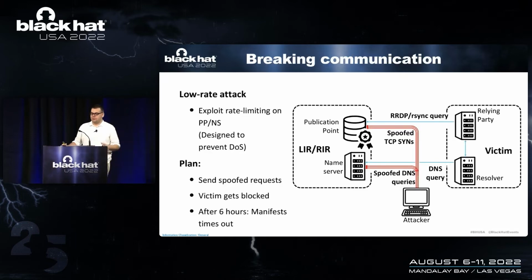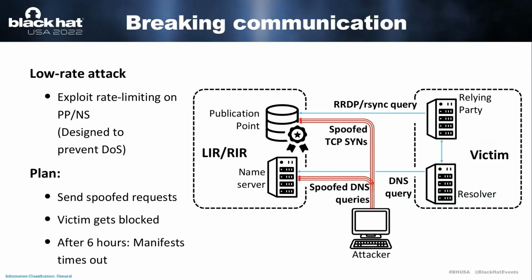Right. So we now know that we essentially have to break communication for 6 hours between a relying party and the publication point. And now we have to figure out how we do it. You obviously could do a denial of service attack, but denial of service is pretty noisy, and there's a chance that it would get noticed during these 6 hours. And if they block your denial of service attack, then you don't achieve anything, because you have to actually block it for a straight 6 hours. Otherwise, the relying party updates and nothing is gained.